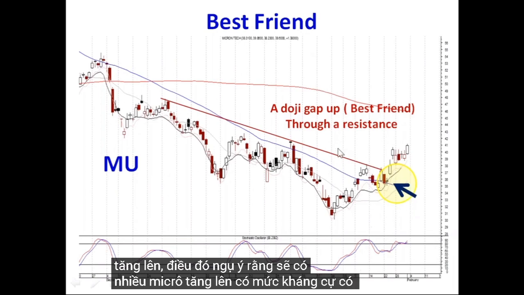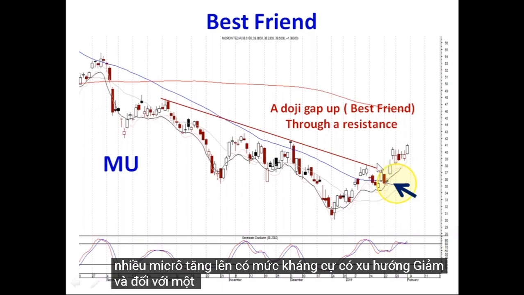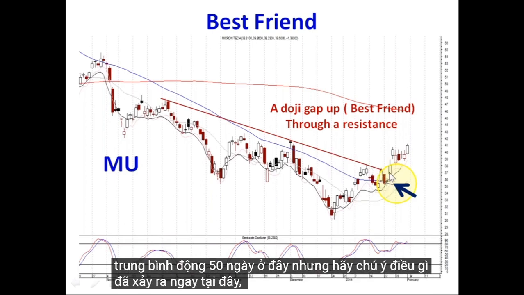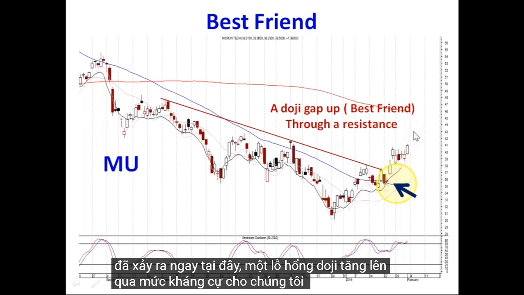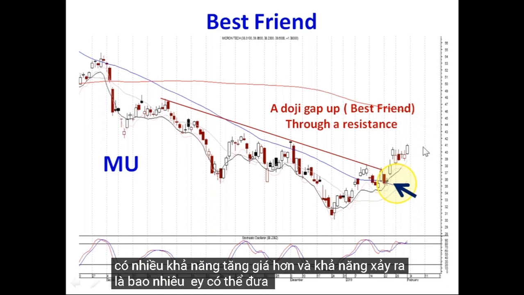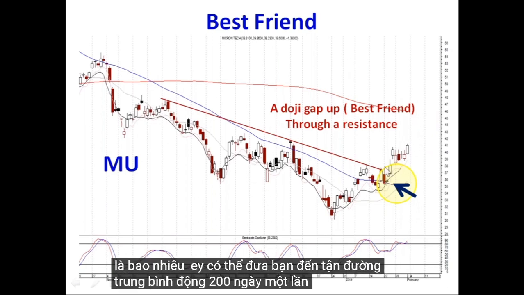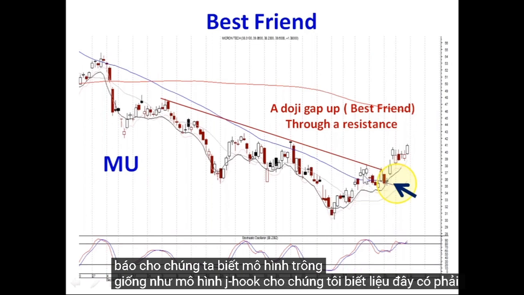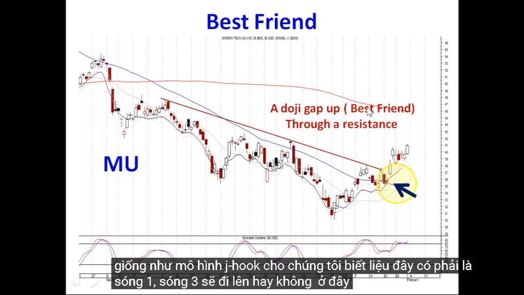Micron had a downtrending resistance level. It was actually the 50-day moving average here. But notice what happened right here. A doji gap up through the resistance level. Told us we had more upside, and with the probabilities being, they could take you all the way up to the 200-day moving average. Once again, this right here was the message that told us the pattern, which looks like a J-hook pattern. Told us if this was wave 1, wave 3 is going to be up here someplace.